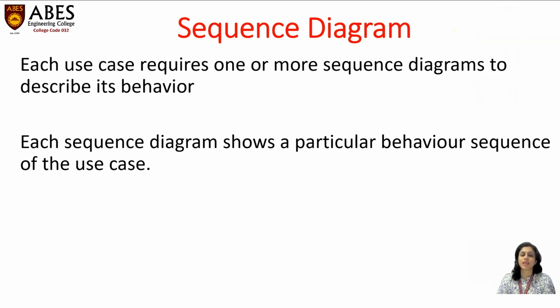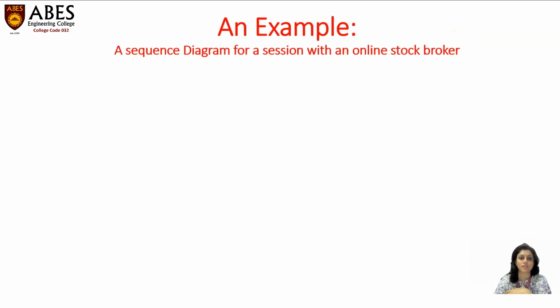Now, each use case requires one or more sequence diagrams to describe its behavior. If we have one use case diagram, it can be elaborated into 2 or 3 or more sequence diagrams. It is not necessary that one use case model would be elaborated in only one sequence diagram. No, a use case diagram can be elaborated in 2 or 3 or more sequence diagrams, and each sequence diagram shows a particular behavior sequence of the use case.